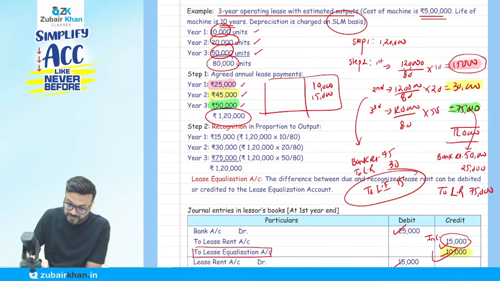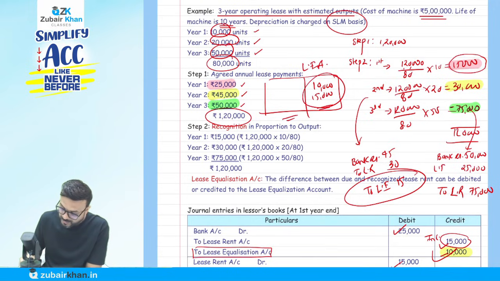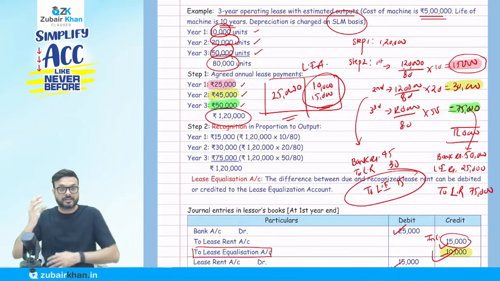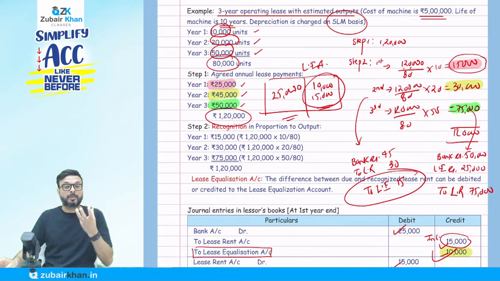That will adjust again the lease equalization account. Lease equalization, we have a balance of how much here? 25. So we are going to debit the lease equalization account. It will be debited by 25,000 and it will get closed. So basically lease equalization is the difference between how much rent we have received and how much we are going to recognize. That is the difference.